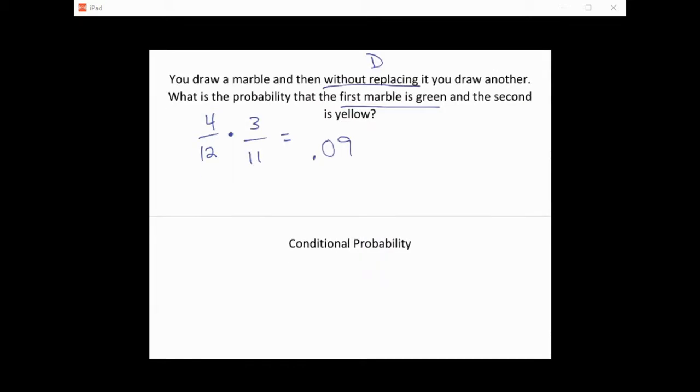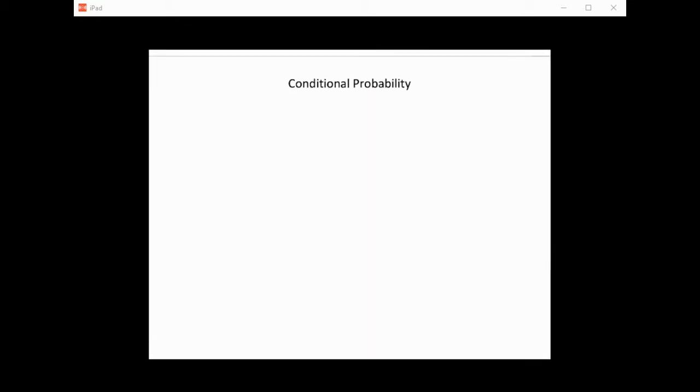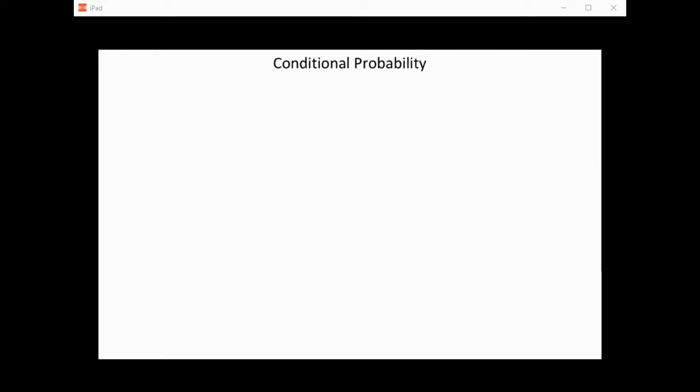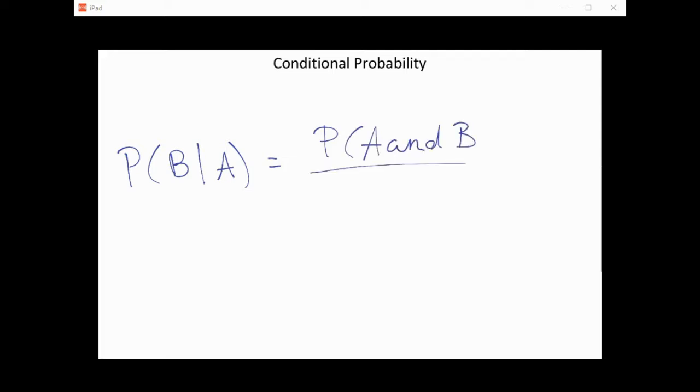Okay, so today we will talk about conditional probability. So that is basically just a formula, and it looks like this. Okay. And I wrote it on the board too.